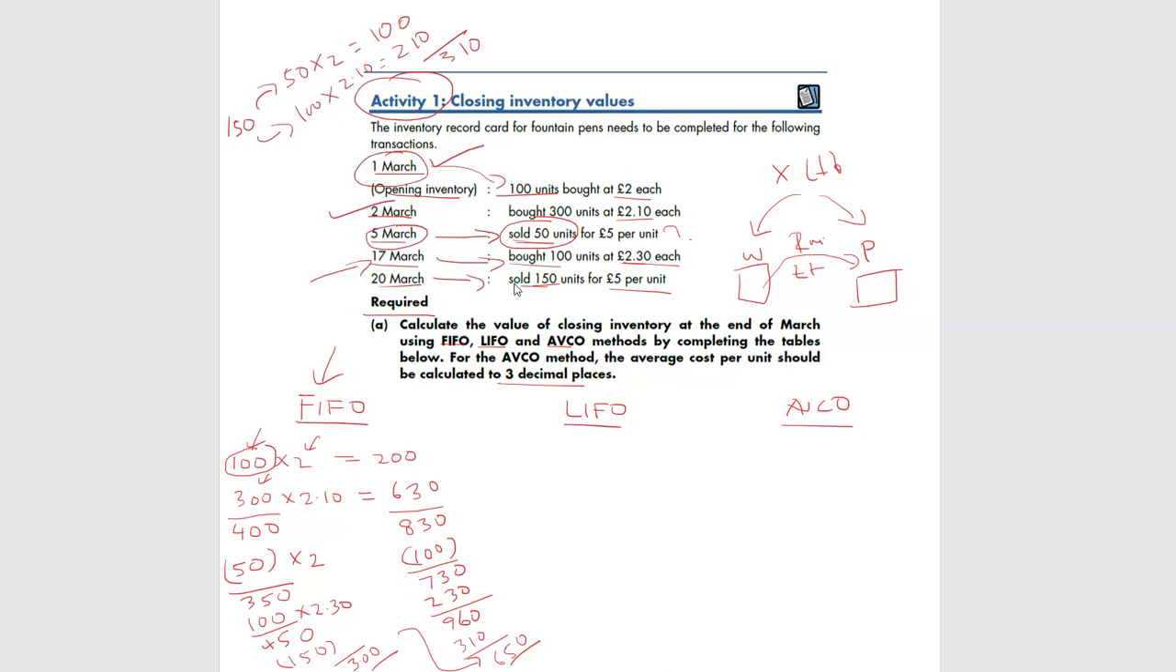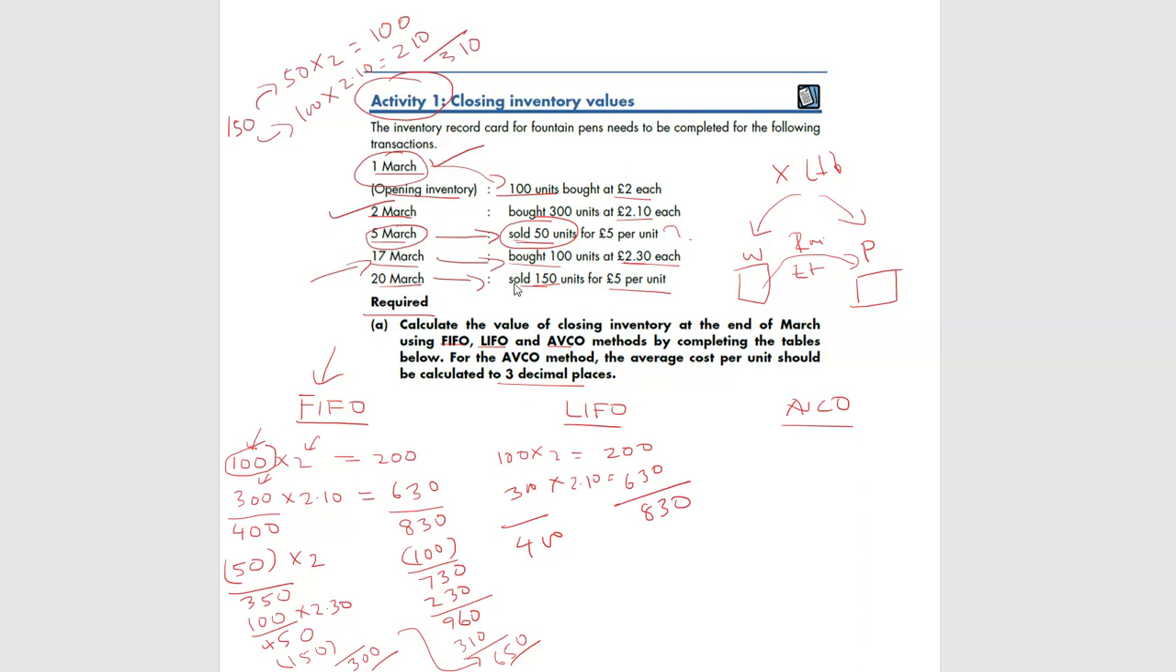The next one we have is the LIFO. So this is the same story, but this time I'm going to use the most latest one. So let's have a look at how we can do the LIFO. On the 1st of March again I have 100 unit times 2, that gives me 200. Then I have 300 unit times 2.10, this gives me 630. So total 400 unit I have, and the value is 830, same anyway.